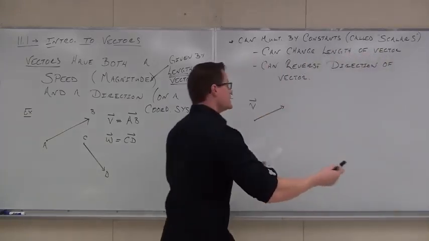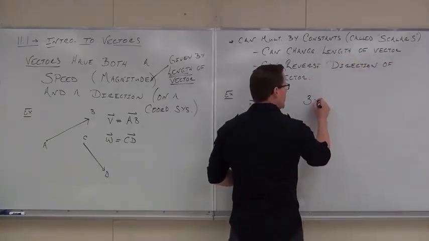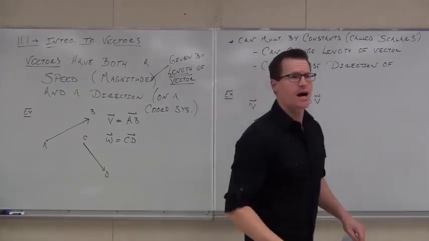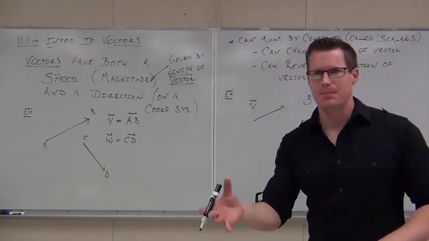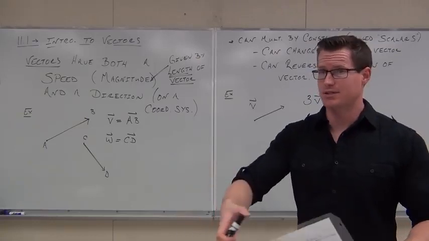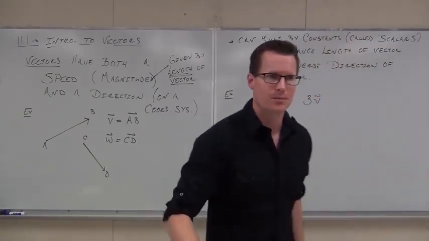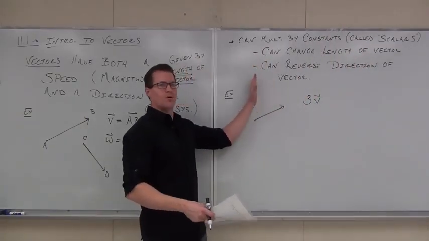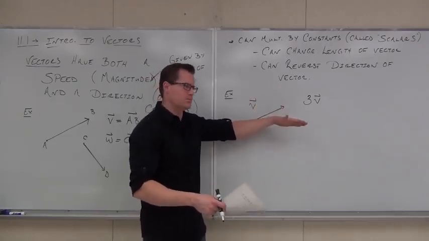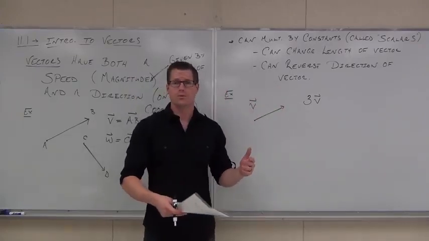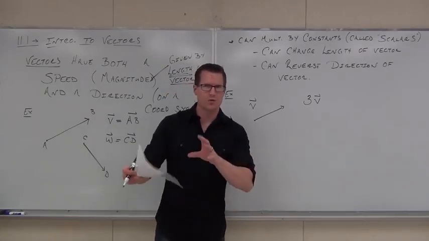Now, what would the idea be if I said, you know what, I want to now find 3 times that vector. So notice what we got. 3 is the scalar here. I'm just multiplying by 3. What's it going to do? Is it going to shift this vector to go more up or more down or sideways? No. All it's going to do is grow this vector.